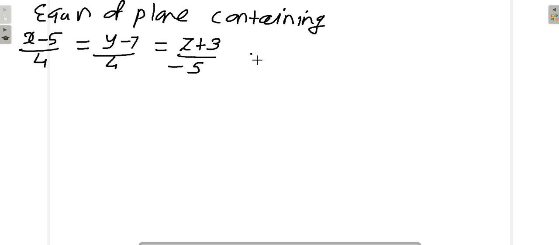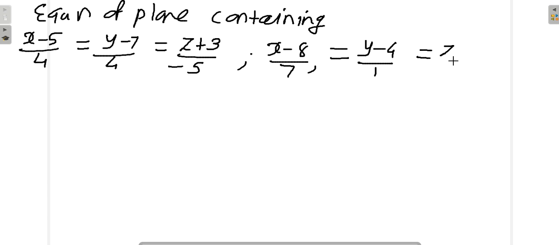This is one line, and also contains another line. Again, we are going to use the funda of coplanar vectors. What is the equation of the plane which contains these two lines? Now, let us see this. If the plane contains these two lines, then the vectors along the lines are also lying in the plane.